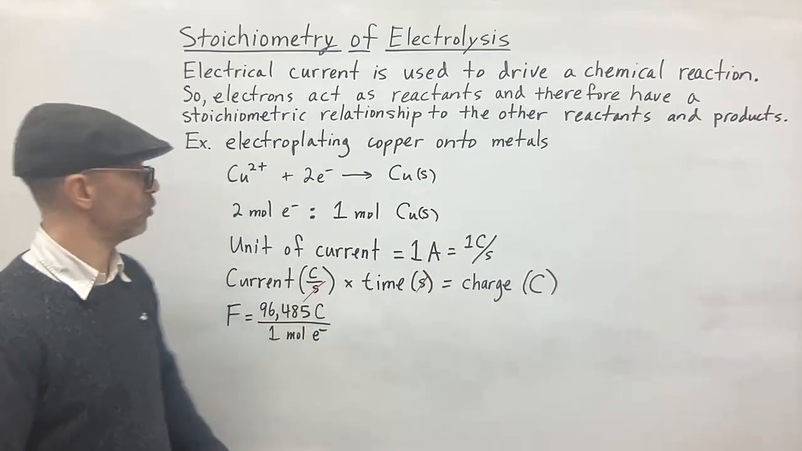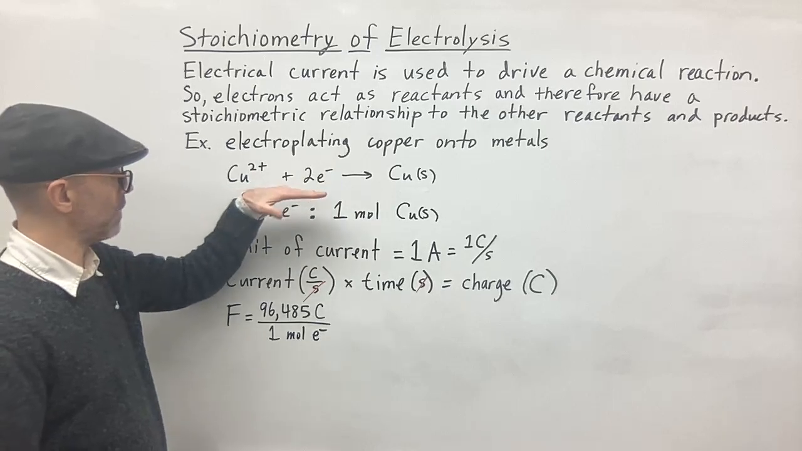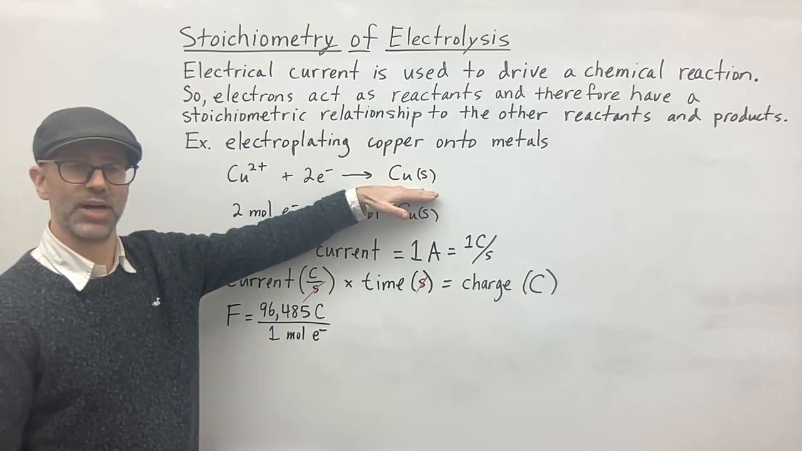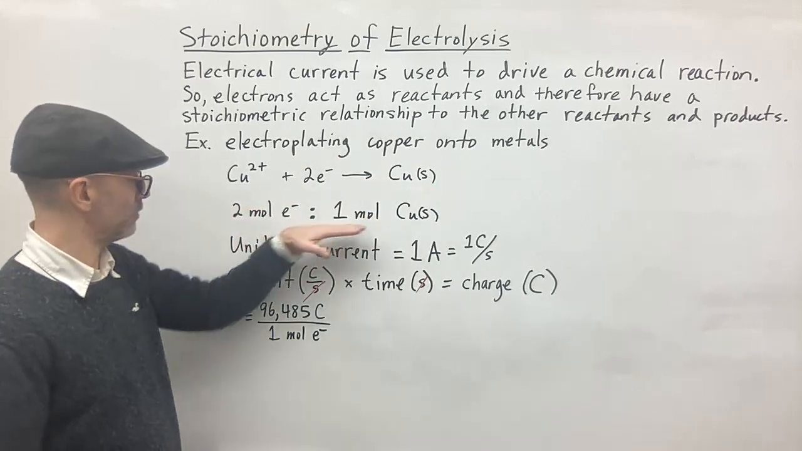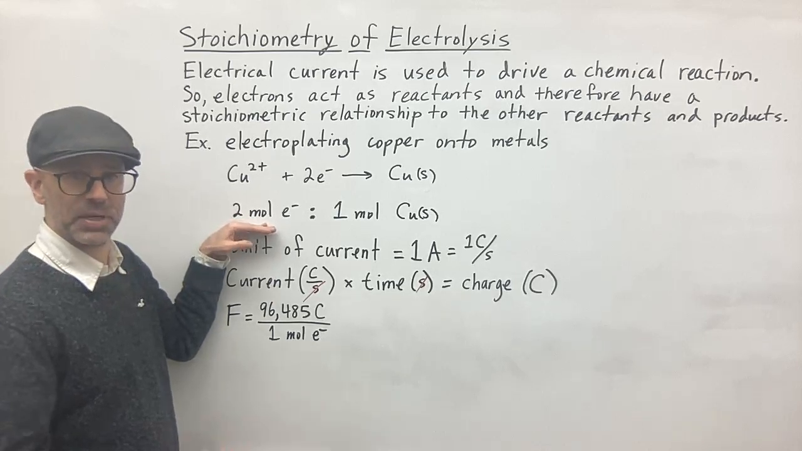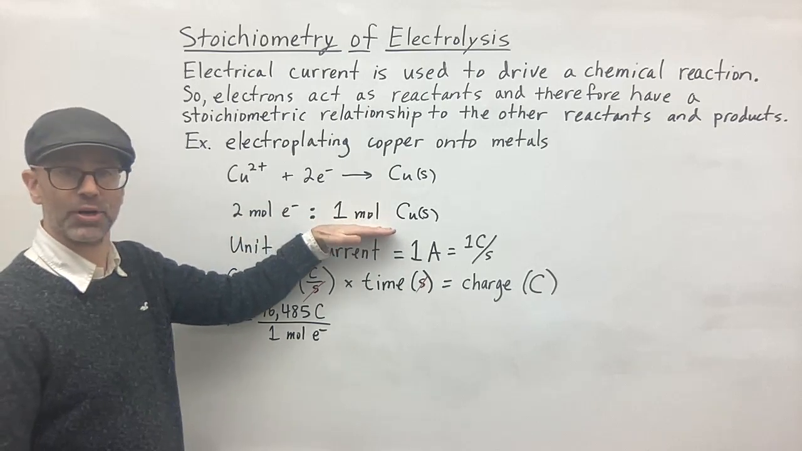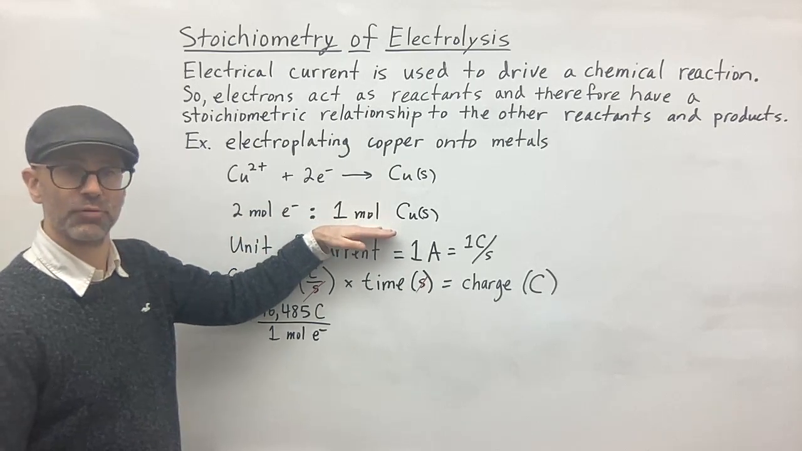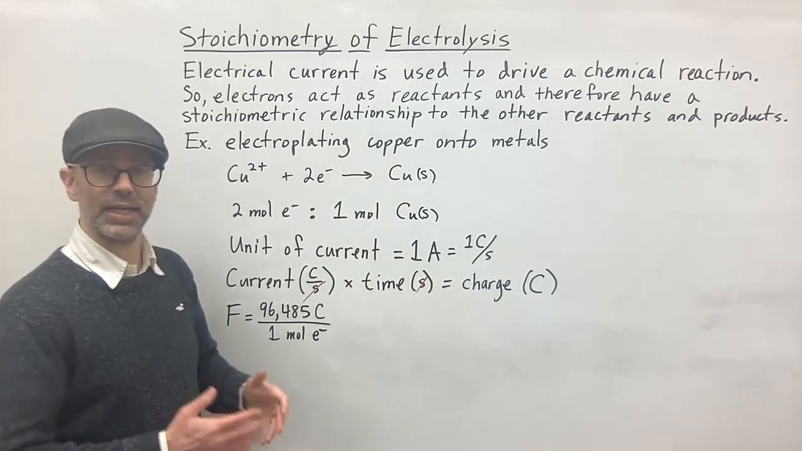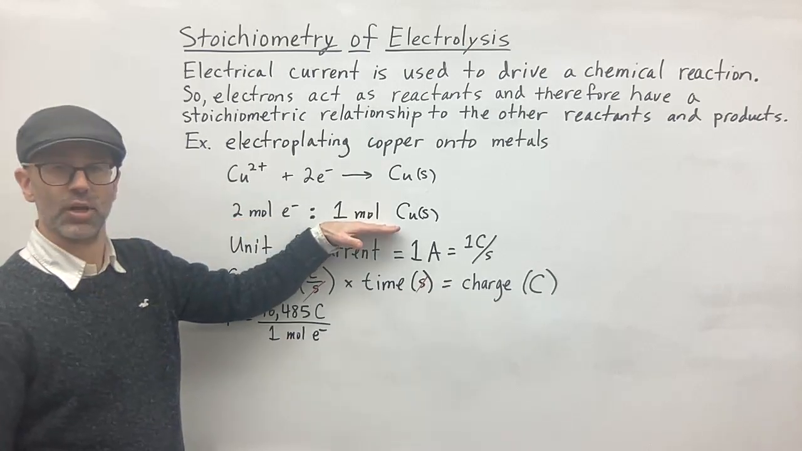And so we know that we have a stoichiometric relationship between the amount of electrons and the amount of atoms of copper. So here I have the relationship here. So for every 2 moles of electrons that is picked up by the copper 2 ions, 1 mole of copper metal is formed on the surface of your metal object. So you can take that relationship and you can convert between moles of electrons and moles of copper.